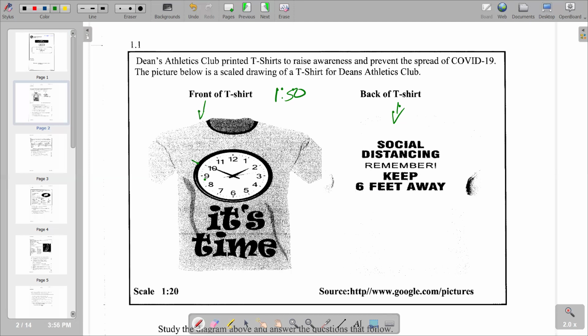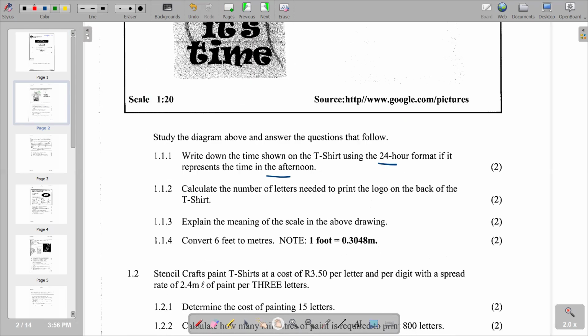But to represent it in the 24-hour form, we are supposed to add 12 hours. If it's in the afternoon, we have to add 12 hours. Then here the minutes remain as 50, and 12 plus 1 becomes 13. So it becomes 13:50. So the correct response to the question is 13:50.